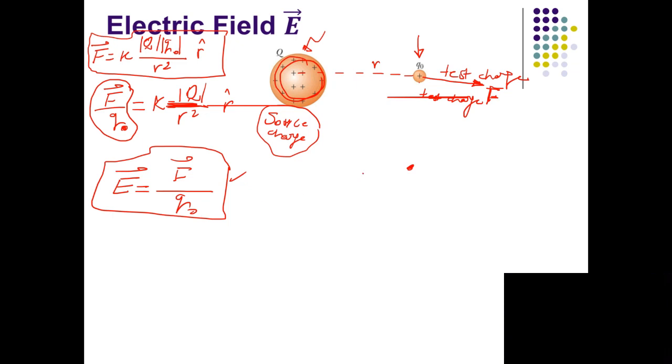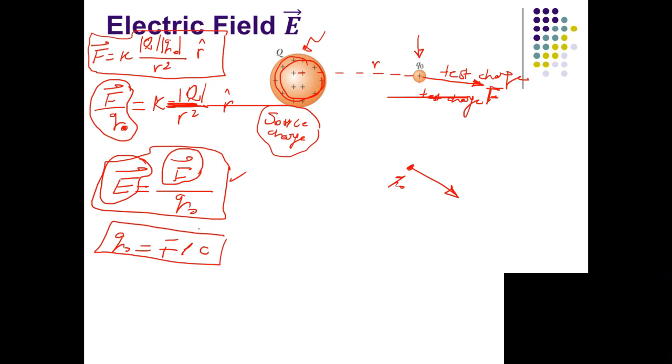F is equal to Q naught E. So imagine you put the Q naught here. The force will be in that direction, the electric field will be in that direction. So something maybe I should mention here. The direction of electric field is the direction of the force. Of course, here I assume that our test charge is equal to positive 1 coulomb. Actually, by definition, we define test charge to be equal to positive 1 coulomb, just by definition, by notation.